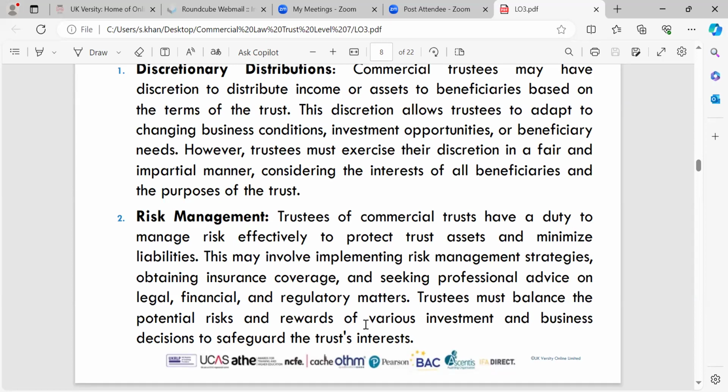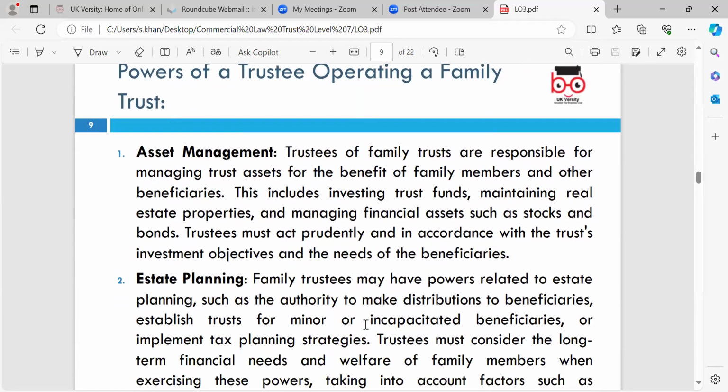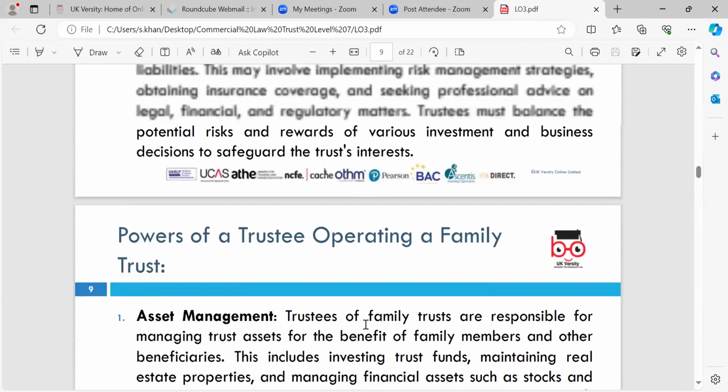Risk management. Trustees of commercial trusts have a duty to manage risk effectively to protect trust assets and minimize liabilities. This may involve implementing risk management strategies, obtaining insurance coverage, and seeking professional advice on legal, financial, and regulatory matters. Trustees must balance the potential risks and rewards of various investment and business decisions to safeguard the trust's interests.